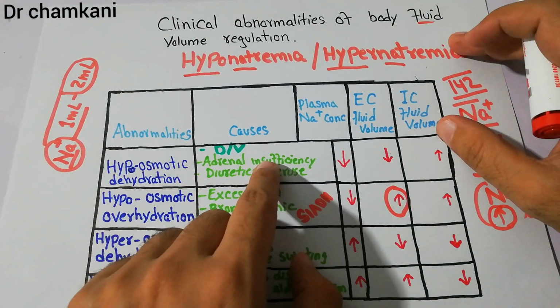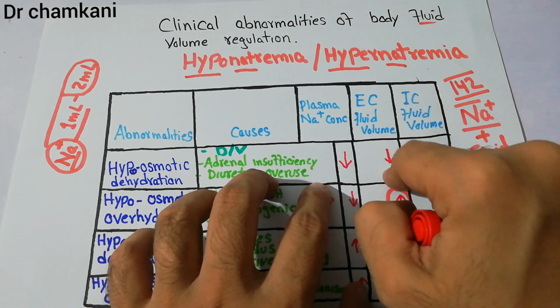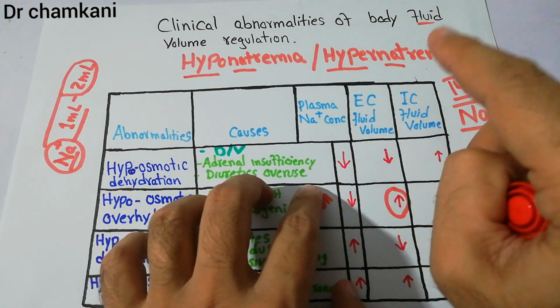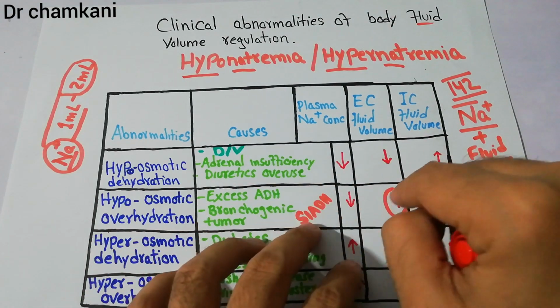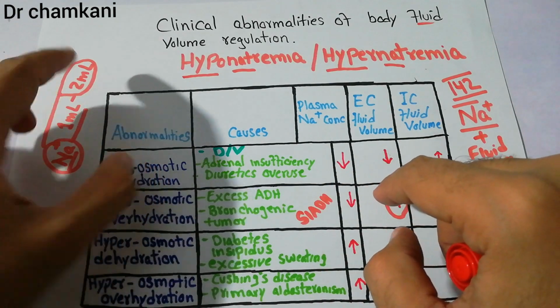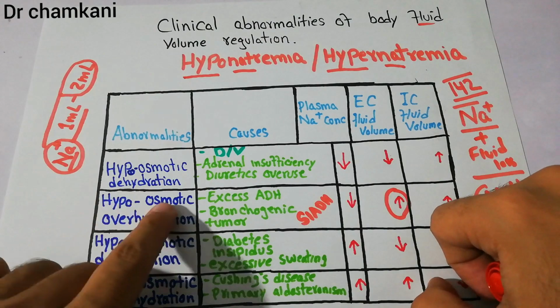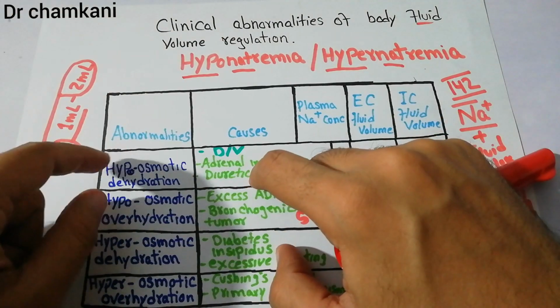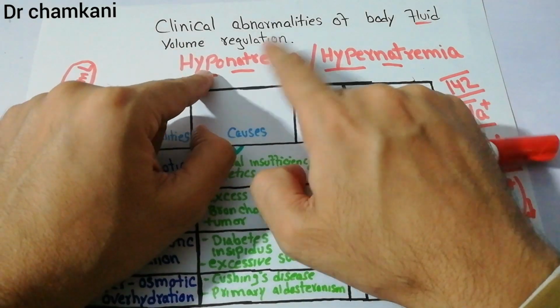In case of adrenal insufficiency, the aldosterone is not absorbing sodium and it is not absorbing fluid as well. So both the sodium falls and the fluid level falls. But in case of ADH, it only absorbs the fluid. So the amount of sodium remains the same, but fluid volume doubles. Overhydration occurs, so ultimately the concentration falls and a hypo-osmotic condition develops. Both hypo-osmotic dehydration and hypo-osmotic overhydration can cause hyponatremia.